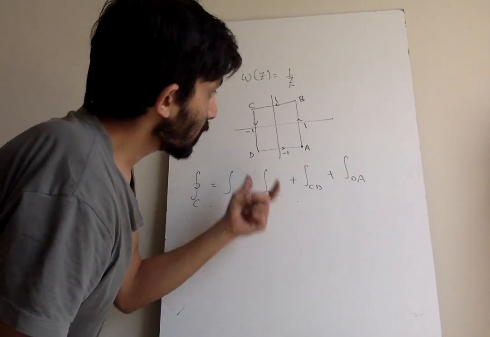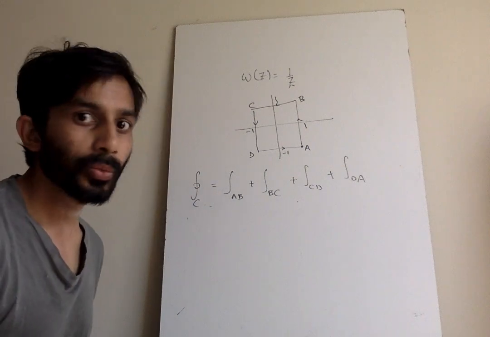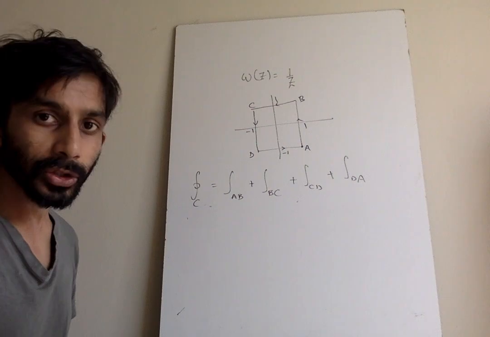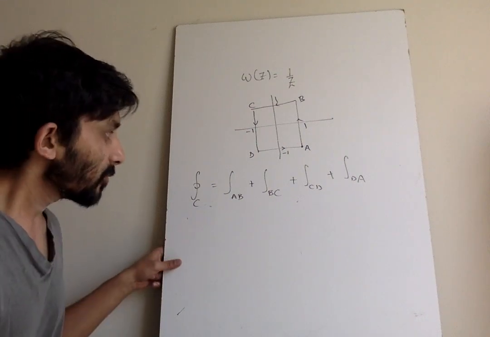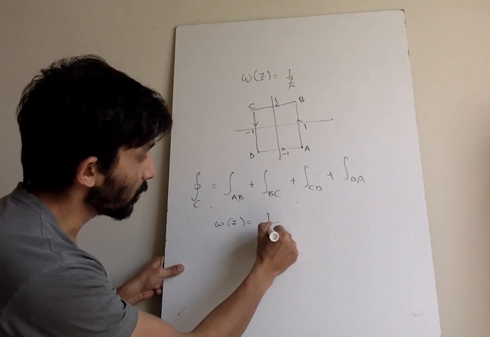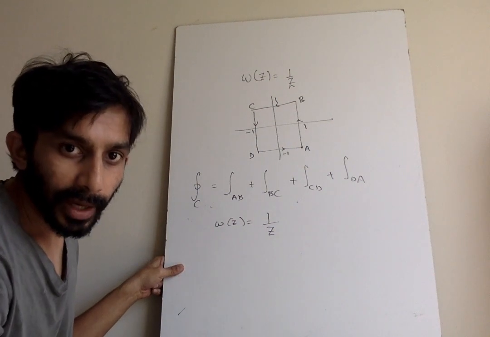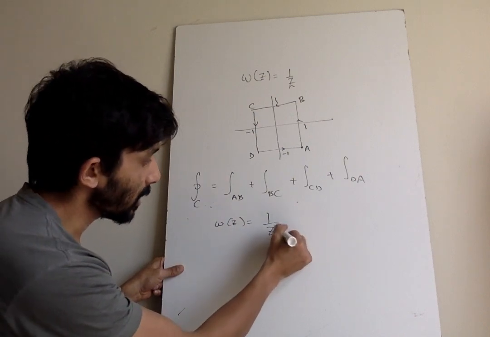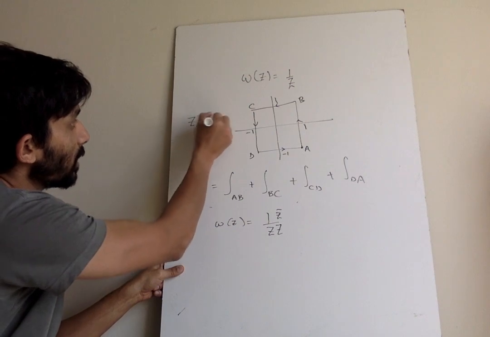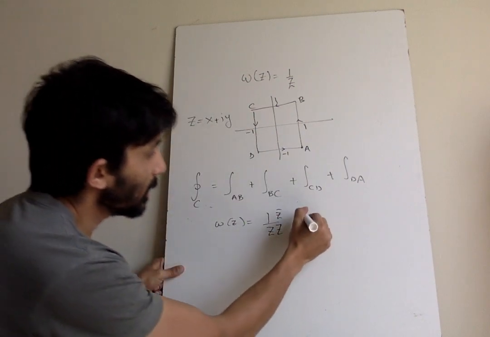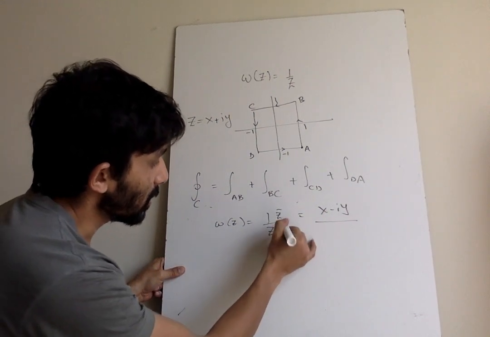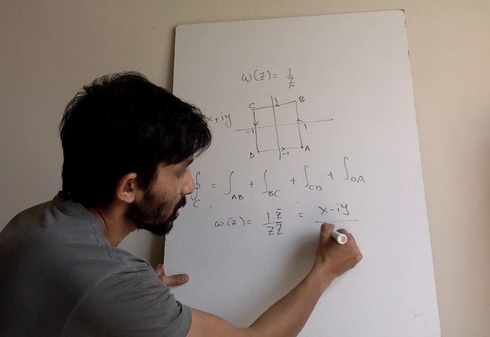Now, since we are working with straight line segments, it's more natural to work with the Cartesian representation of the function. One way of finding it is to take the function W(z), which is 1 over z, and multiply and divide by the conjugate of z, that is z bar. If z is x plus iy, then z bar is x minus iy, and z times z bar is the modulus of z squared, which is just x squared plus y squared.